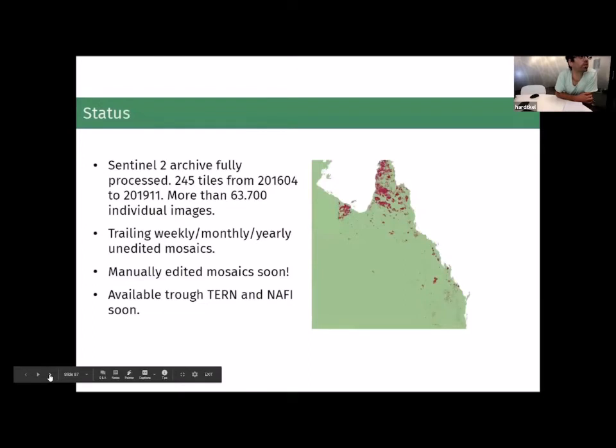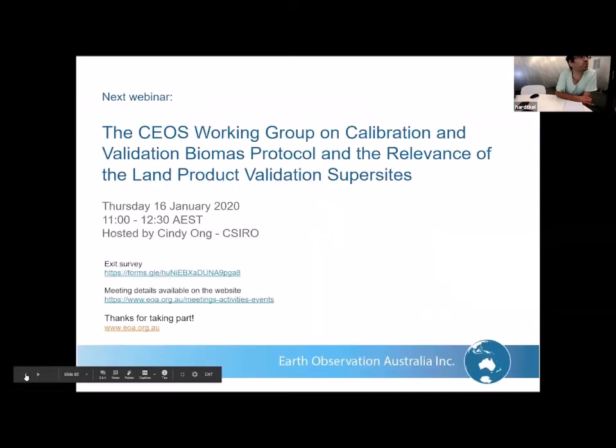And for the current status, we applied this method to all our archive, which is 245 tiles, which makes more than 63,700 individual images. And we are trialing weekly, monthly, and yearly unedited mosaics. We are planning to start editing the outputs soon and make them available through TERN and NAFI web pages. So that's my presentation. Thanks all.